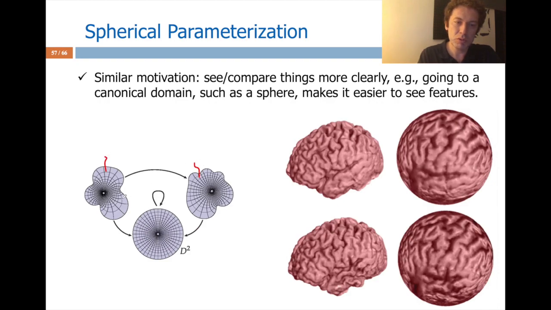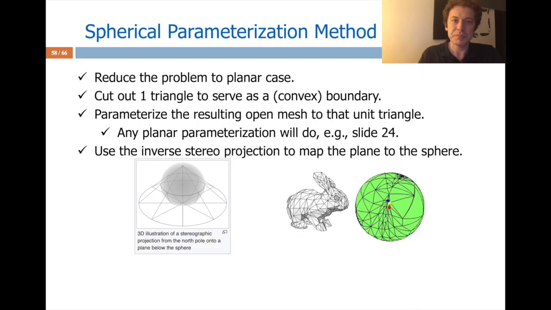If I map them both to a circle, something I know, and I basically map them to each other, then I can find their differences easily. Or even without a second shape, I can see a problem, a feature, more clearly if I expand it to a sphere, like get rid of all these penetrations, etc. So I will show you a couple of methods towards spherical parameterization. First one reduces the problem to planar case.